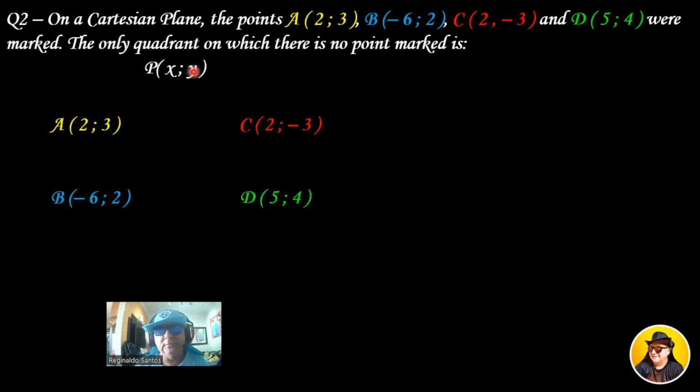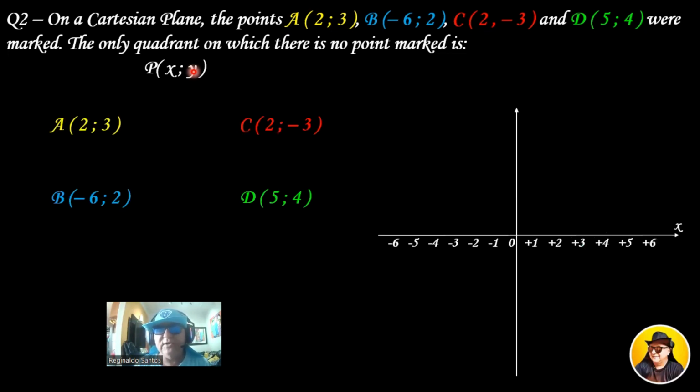Okay, the Cartesian plane once again, number line x, number line y. Let's plot them. Well, point A is 2 for x and 3 for y. So 2 for x is right here, and 3 for y. So that is point A. So point A belongs to quadrant 1. Let's see point B. Well, point B is negative 6 for x and 2 for y. Let's see where it is.